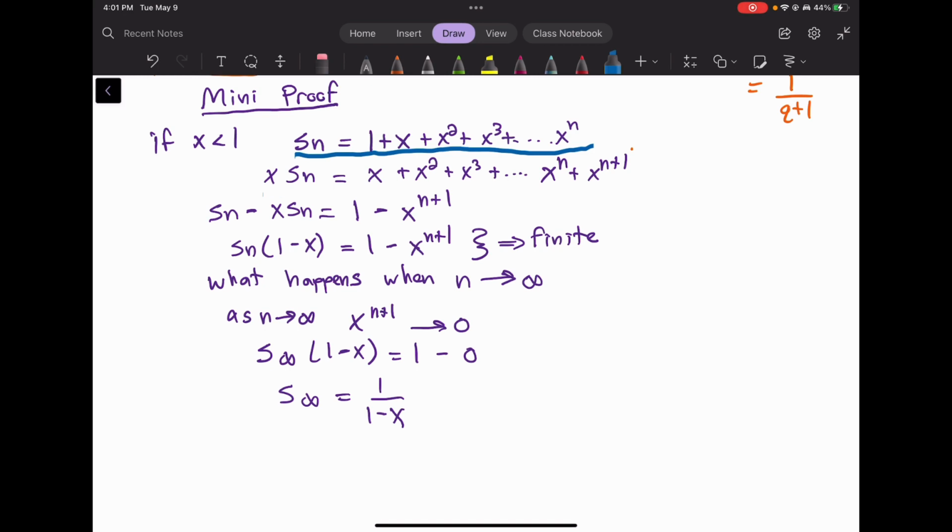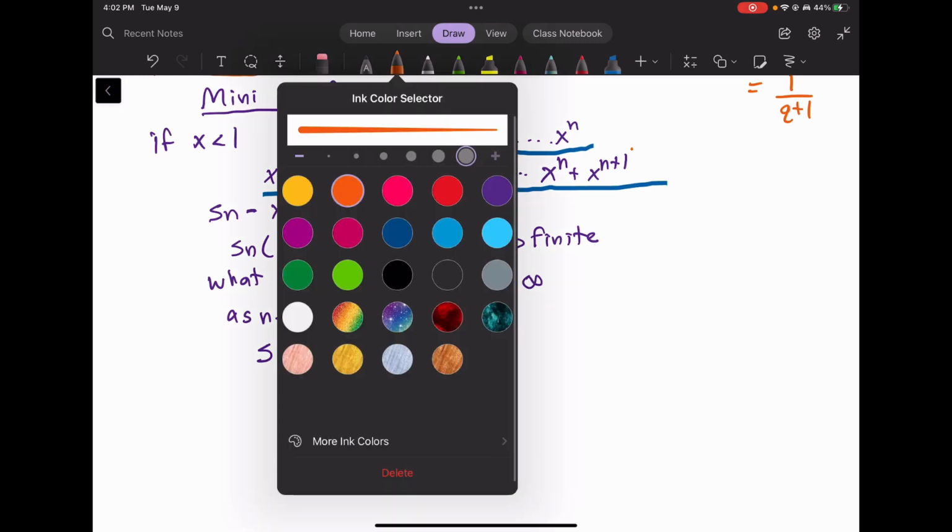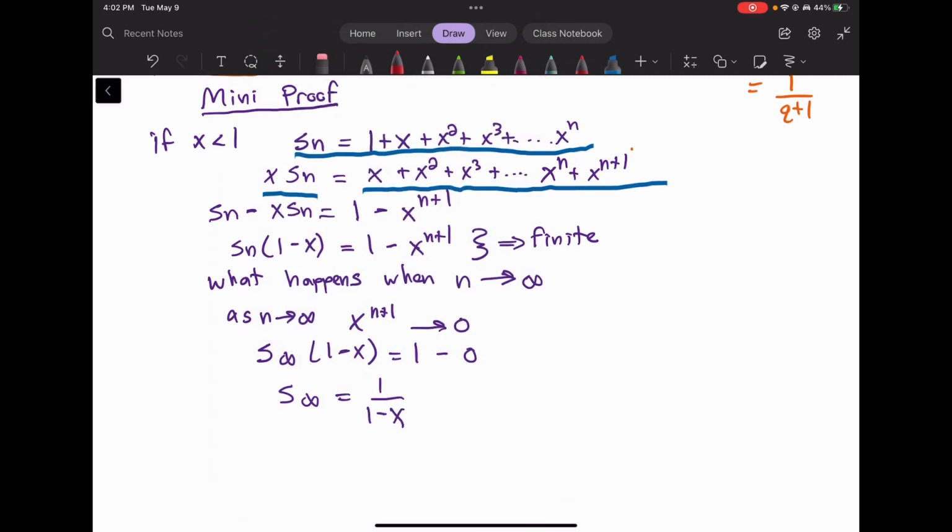So you're going to get x times s_n is equal to x plus x squared plus x cubed plus, eventually, x to the n plus x to the n plus 1. So what we're going to do now is subtract x times s_n from s_n. I'll show you what we're going to do here. We'll call this number 1 and this number 2. So we're going to subtract the second equation from the first equation.